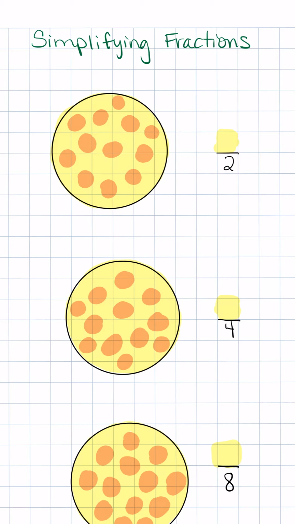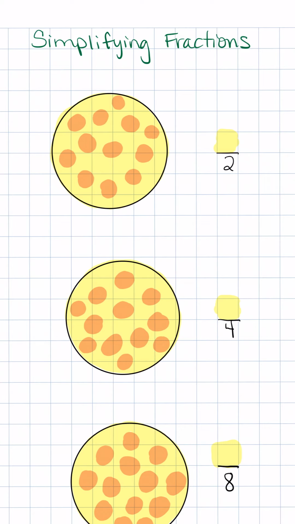Hello, class. So today we're going to look at simplifying fractions, and I want it to be really clear as to what an equivalent fraction is. Most of you understood that last week, but a few of you still need to try to picture this. So let's take a look at pizza.